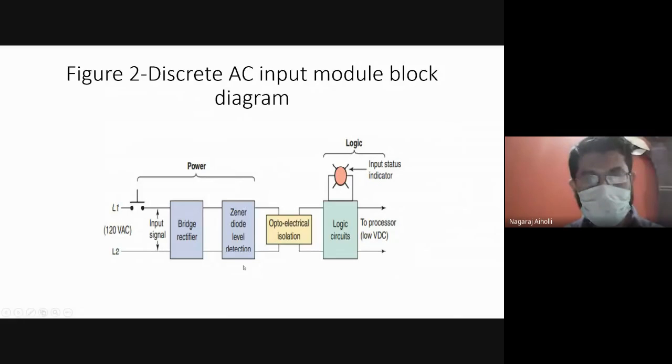Zener diode is just like an ordinary diode, wherein it conducts in the forward direction. When you apply the voltage, it conducts in the forward direction. The current flows from the anode to the cathode, right?